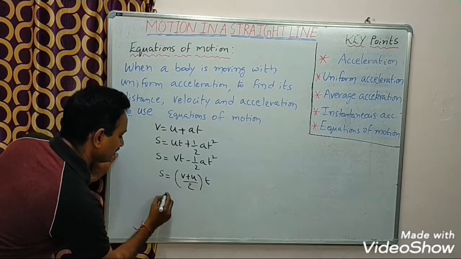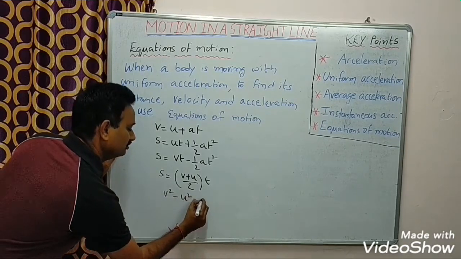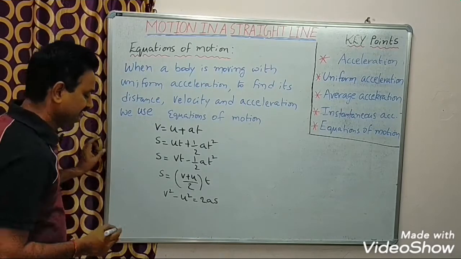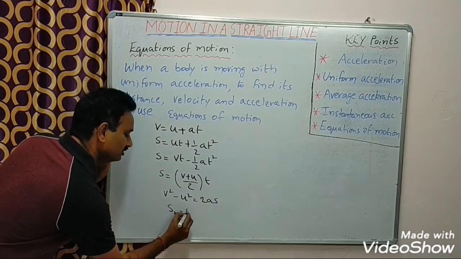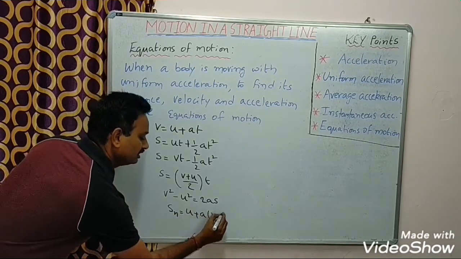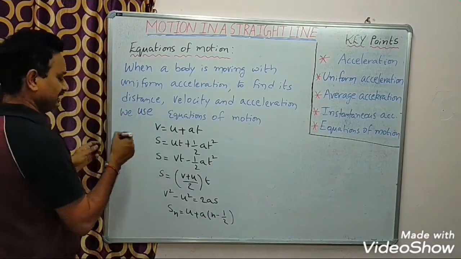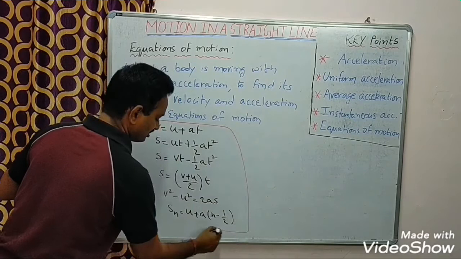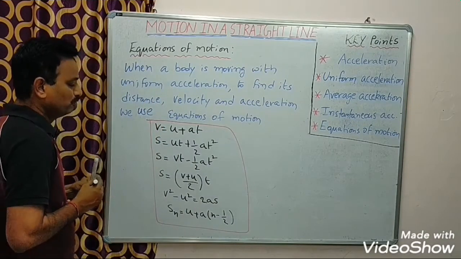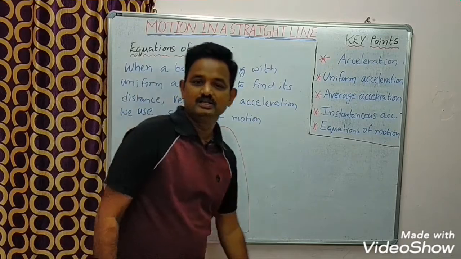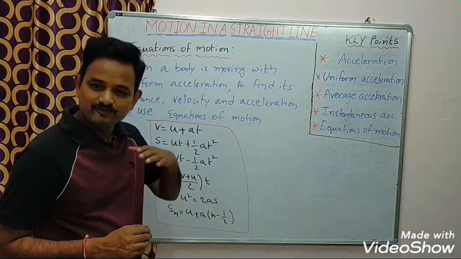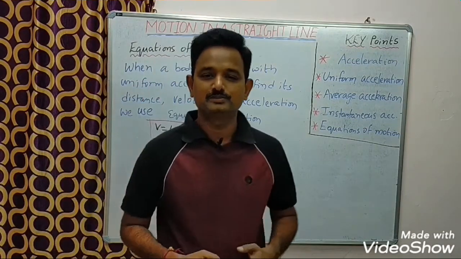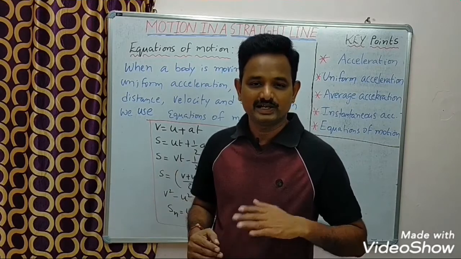Next, v square minus u square equals 2as. And the distance in the nth second, that is Sn equals u plus a into (n minus half). So these are the equations of motion. We use these equations of motion when a body is moving with uniform acceleration to calculate distance, velocity and acceleration. In the next session, we will discuss equations of motion under gravity.